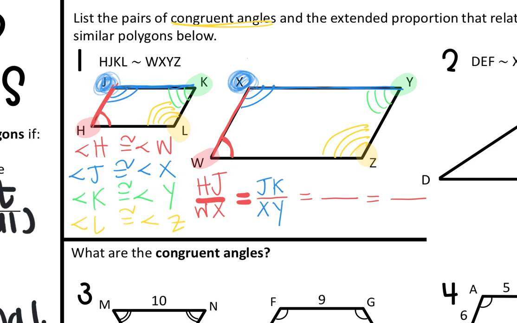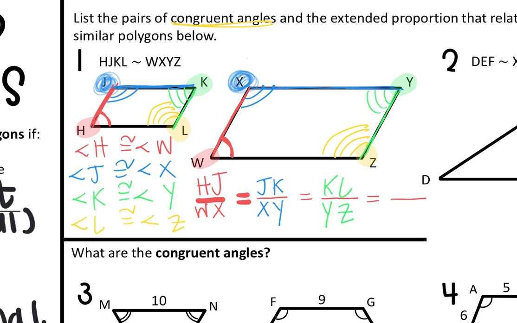Okay, so that's that side. Let's go to the next corresponding side. I'm going to go, and this is how I want to go, from K to L. I'm writing it from K to L. So that means that I'm going to go from Y to Z. I'm doing the same order. So Y to Z.